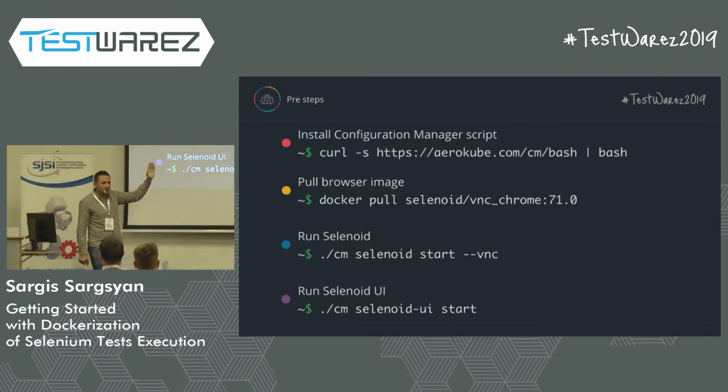For example, if you want Chrome 71, you should pull the Chrome 71 image. And then when you want to start the hub and the rest together, you just call cm Solenoid start. And if you want a debug mode, you call VNC. And this product has no UI. This is not the same as the Selenium Grid, so it doesn't have a UI.